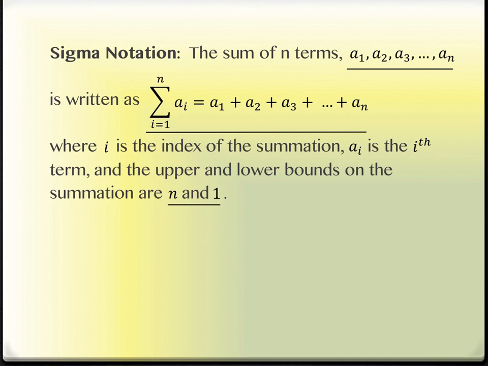Each of these things has some vocabulary associated with it. I is called the index of summation. A sub I is called the ith term. The number underneath is called the lower bound. The number on the top, which would be a number in general, is called an upper bound on our summation.